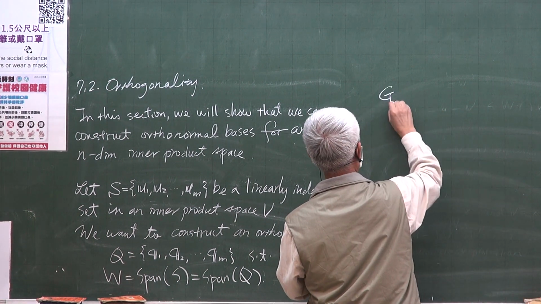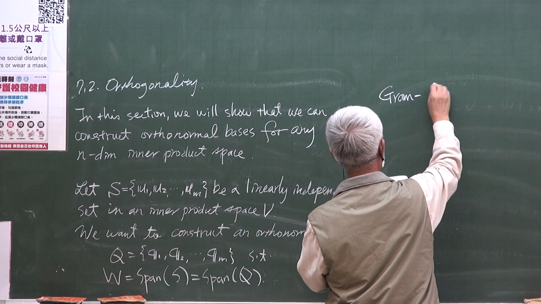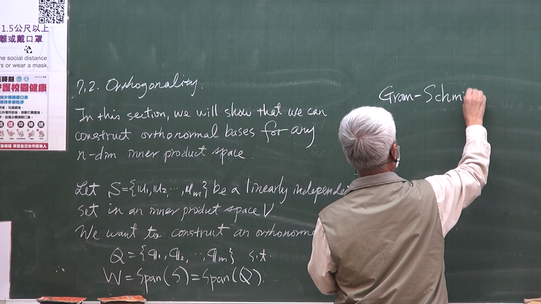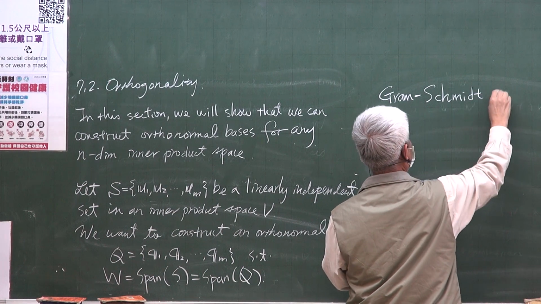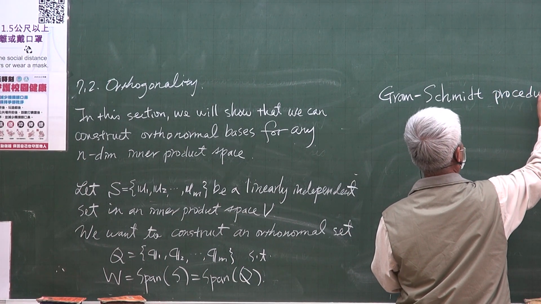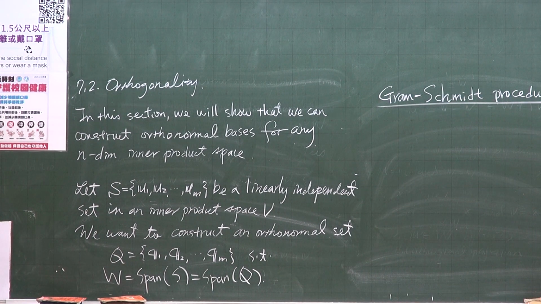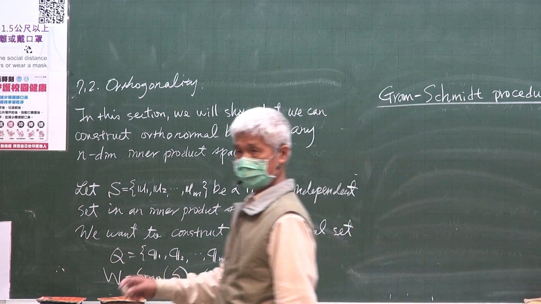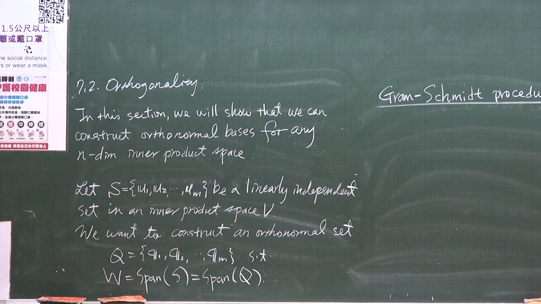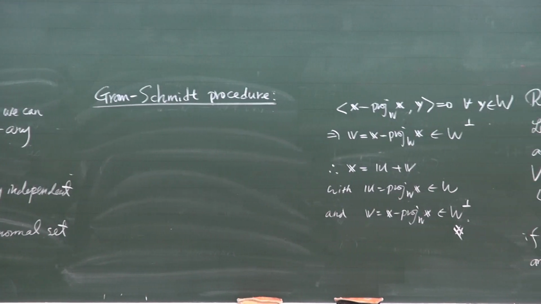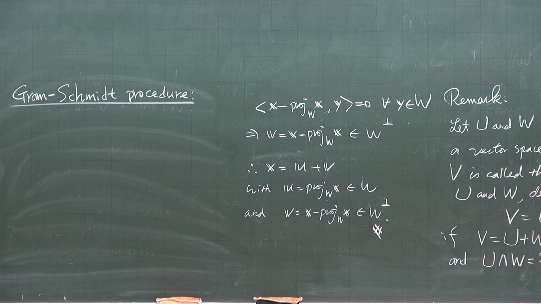Alright, so this is called the Gram-Schmidt procedure. So I will demonstrate the Gram-Schmidt procedure. It's an algorithm, okay? We can write C code or Python code or C++ code for it, and the input is just a linearly independent set, and the output is an orthonormal set. Okay?